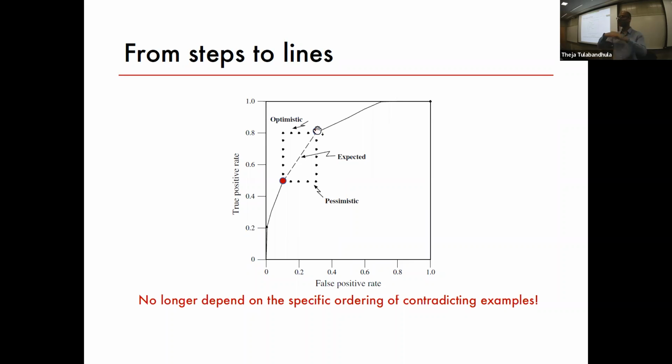And the question is, what should be the order? So on average, the idea here is that you may want to just approximate it like this instead of a step. Because ordering influences it: one ordering gives something like this, the other ordering gives a stepwise curve like this. So in expectation, directly joining the points may make sense. At least this way, it no longer depends on exactly the ordering of these contradicting examples.